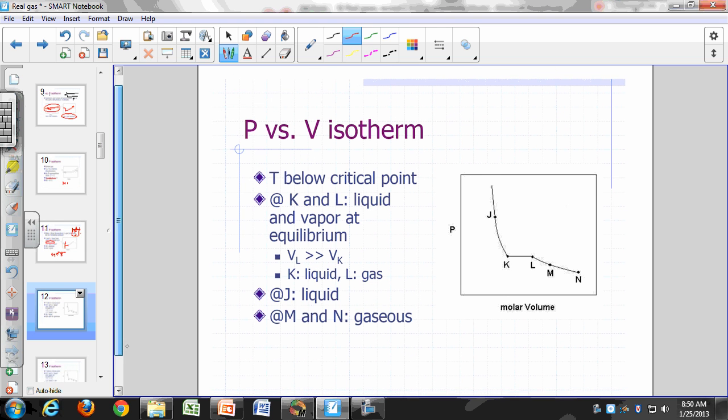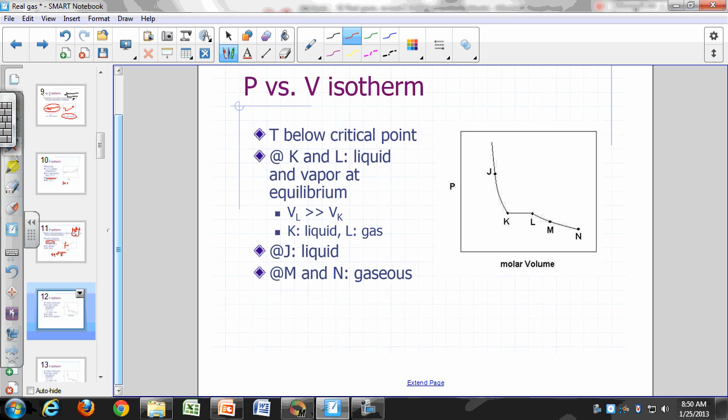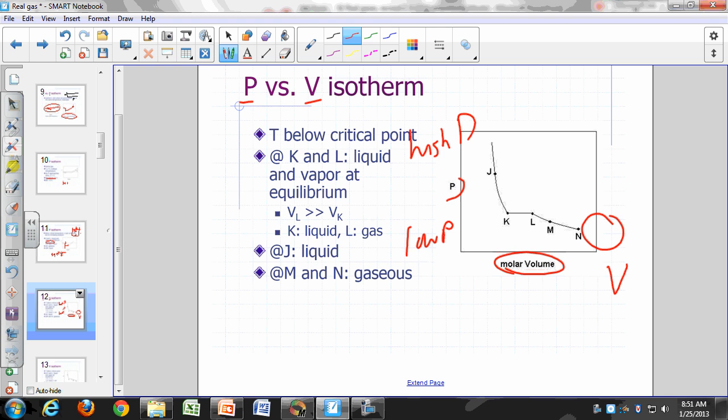Here's another look at the behavior below the critical point. This one is a pressure versus volume isotherm. So you're plotting pressure versus molar volume. Okay, so over here, what happens when you have a large molar volume? That's low pressure, right? Low pressure down here, high pressure up there. So large molar volume. So at low pressure, Boyle's law, at a given temperature, the lower the pressure, the bigger the volume. What happens if you start raising the pressure of your gas?